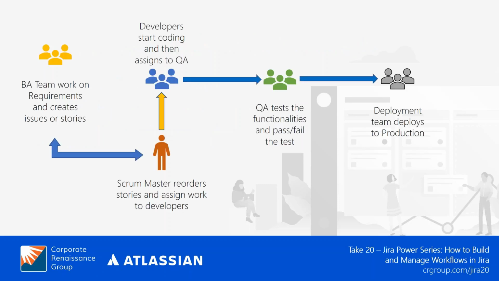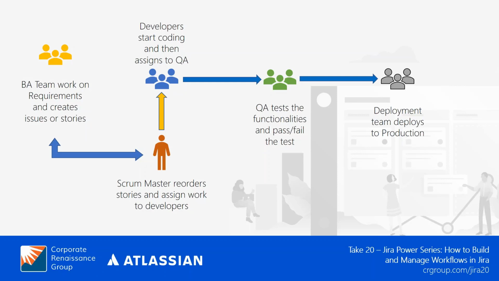So just as an example, try to map the flow of the processes across different teams. We can see the BA team normally works on the requirements and they come up with issues and stories. The Scrum Master in that particular team reorders the stories and assigns work to the developers. And the developers start coding once they have been given a go-ahead by the Scrum Master. The QA tests the code and the functionalities around it and either passes or fails the test. And the deployment team at the end takes all those functionalities and deploys them into production.